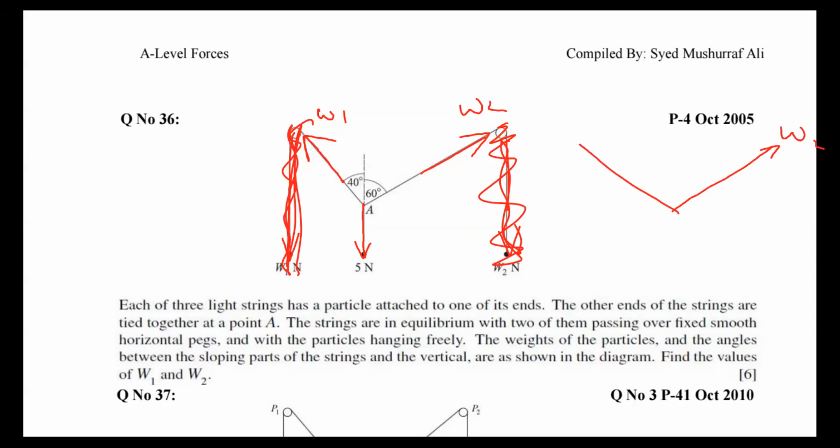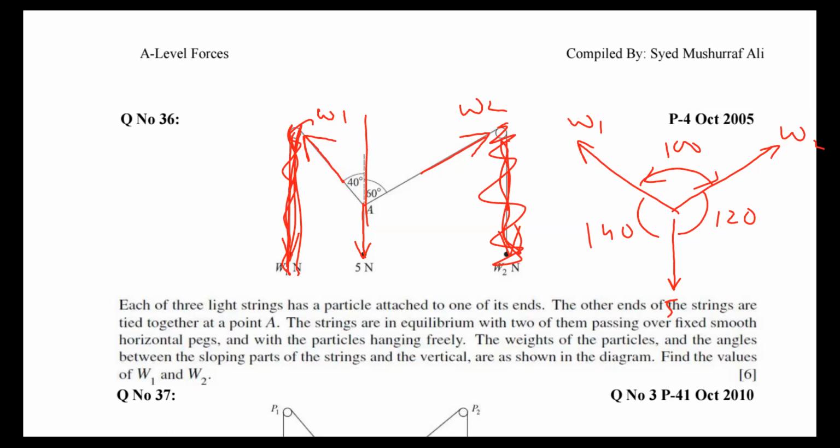W2, W1, and 5 newtons downwards. If you add both of these, it becomes 60 degrees. This is a straight line, my dear. If this is 60 degrees, all of you know this becomes 180 minus 60, so it becomes 120. So I can say clearly this is 120. This is 40, my children, and how much is this one? 180 minus 40, because a straight line is 180 degrees. Subtracting 40, you get 140.